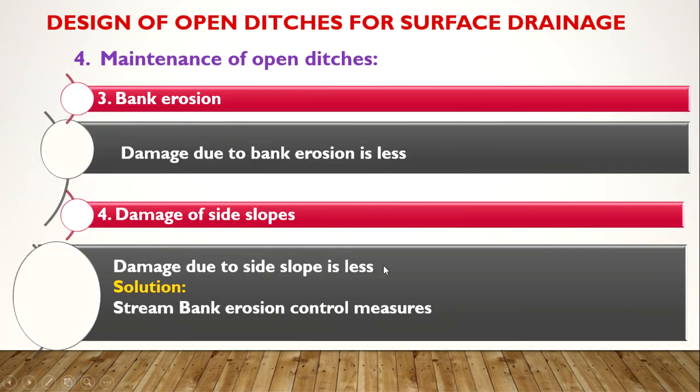Third thing is bank erosion. The damage due to this bank erosion is very less, but damage due to the side slope of the channel, if it is not stable, will cause some problems. We have to maintain the side slope of the channel. We can use some erosion control measures for that. So these are the different aspects in maintenance of open ditches.